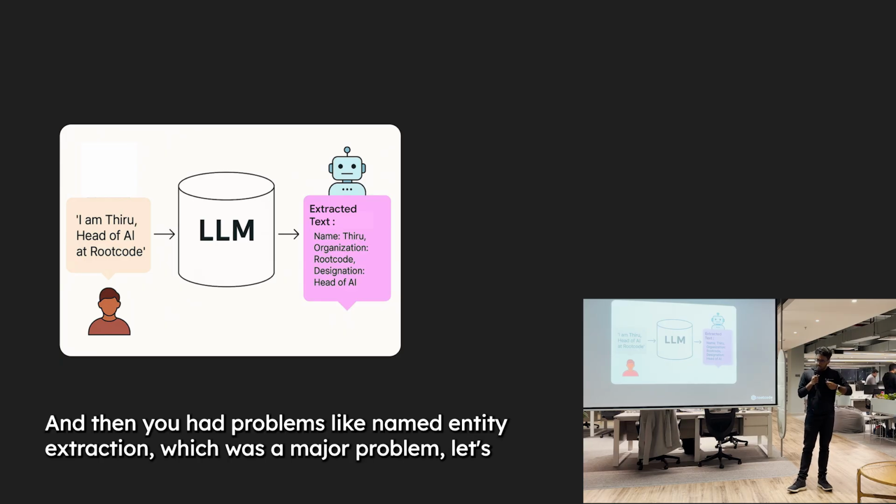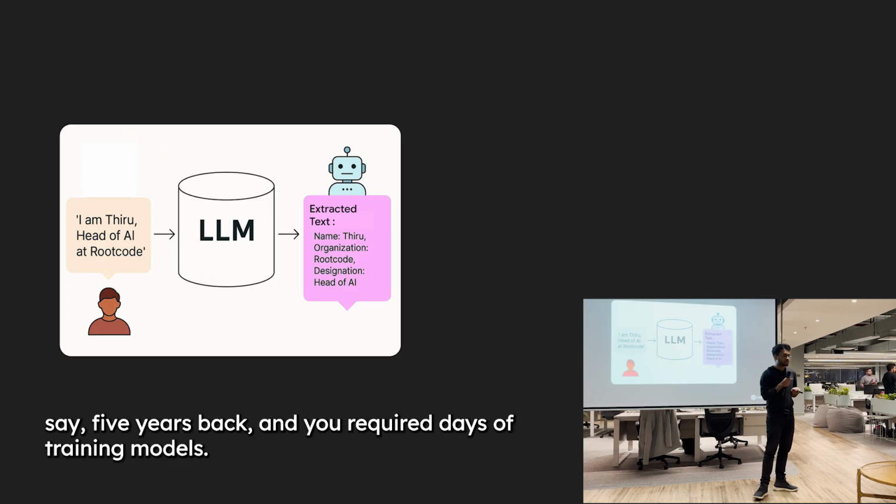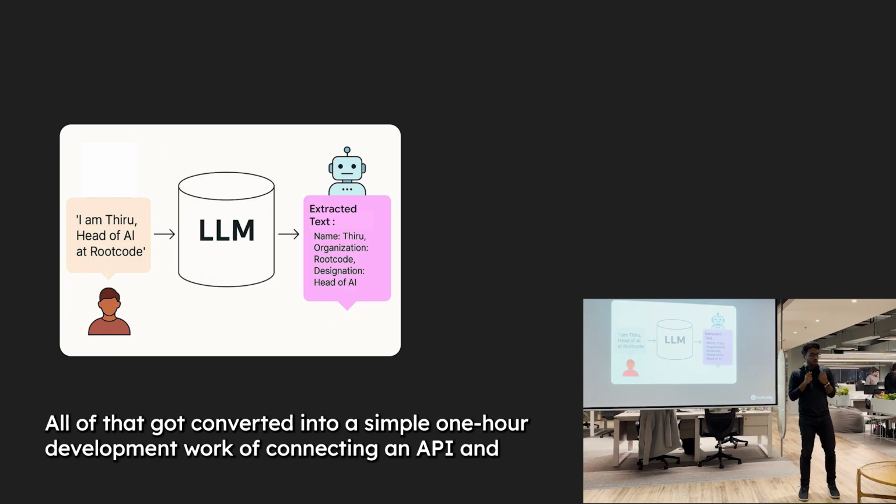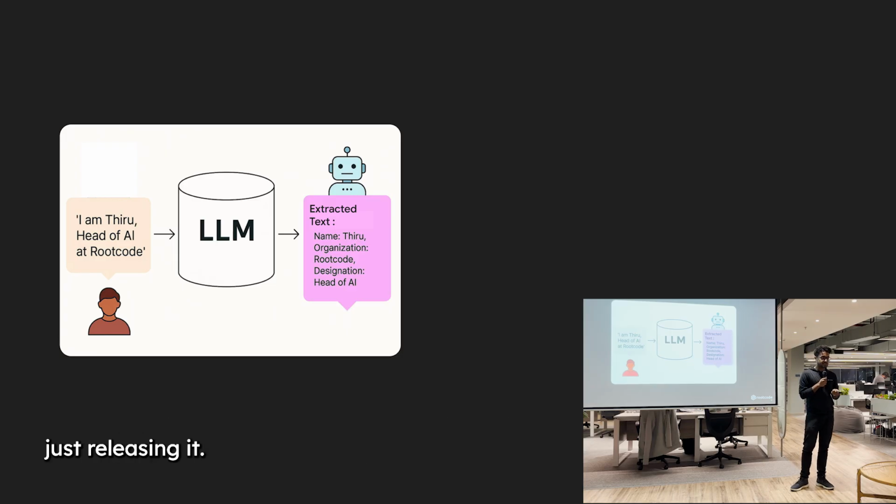And then you had problems like named entity extraction, which was a major problem, let's say 5 years back, and you required days of training models. All of that got converted into a simple, 1 hour development work of connecting an API and just releasing it.